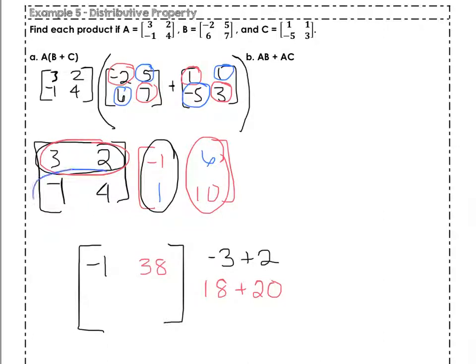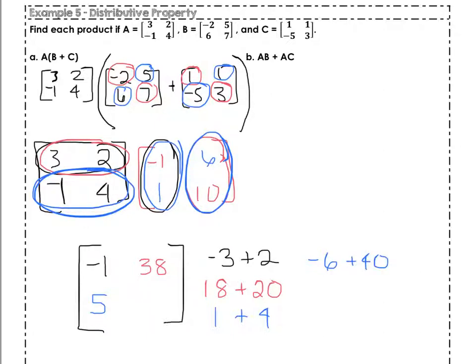Okay. Now, row 2 times column 1. Negative 1 times negative 1 gets me 1. 4 times 1 gets me 4. 1 plus 4 is 5. Last one. Row 2 times column 2. Negative 1 times 6 is negative 6, and 4 times 10 is 40. Negative 6 plus 40 gets me 34. Okay? All right, why don't you try B on your own and check your answer with the textbook.